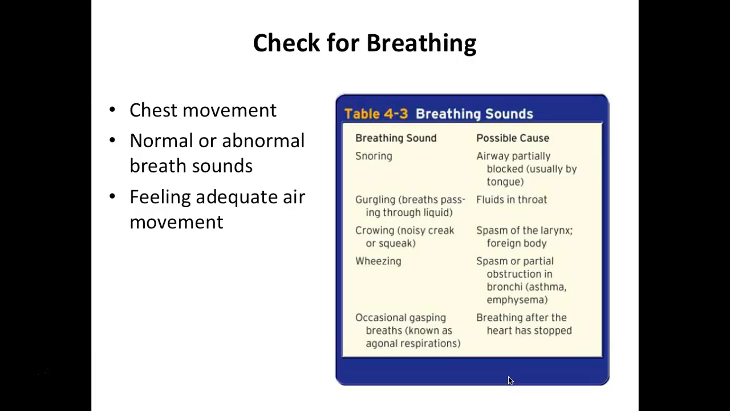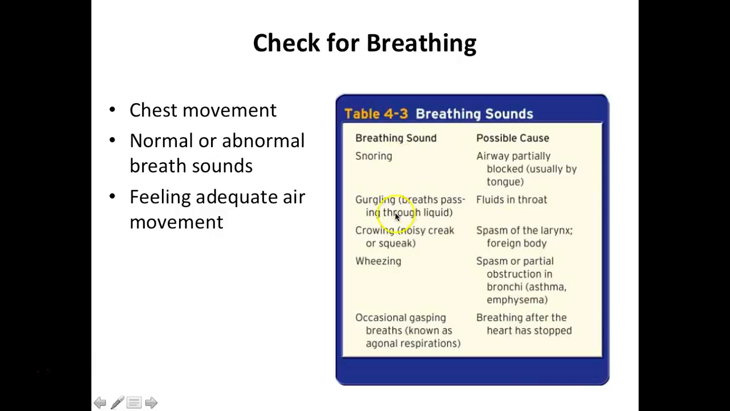Okay, so checking for breathing, look and see if the chest is moving. Do they have normal or abnormal breathing sounds? Are you hearing gurgling? Are you hearing coughing? Are you hearing wheezing? Are you hearing gasping? Feeling for adequate air movement. You can also put your hand to their nose. Do you feel air coming out of their nose?